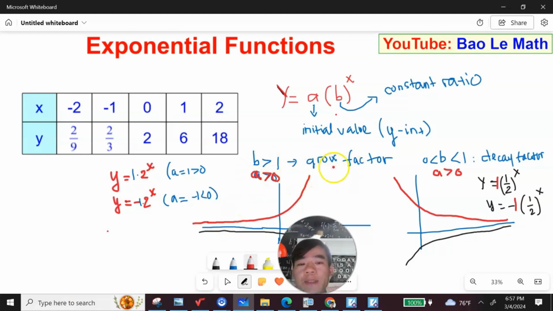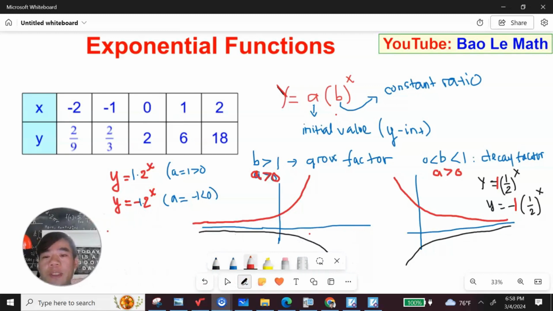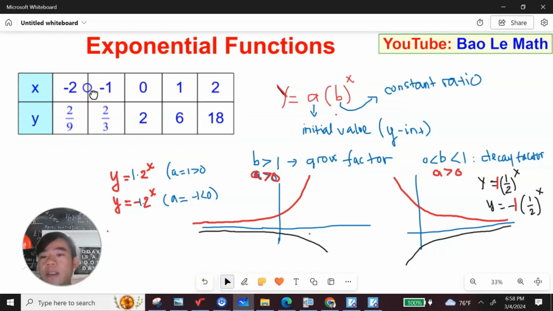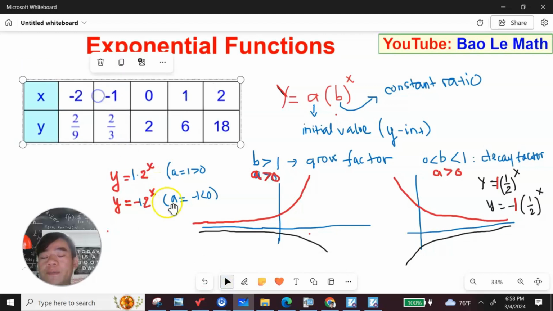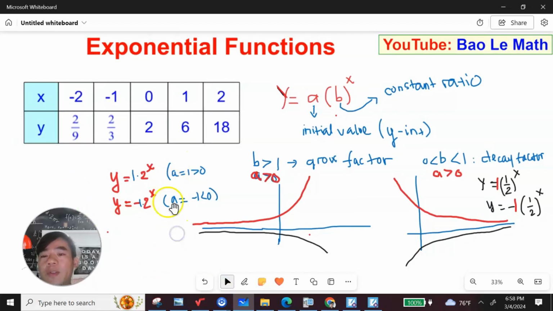So we just explored the growth factor, decay factor, and initial value. Now we're going to talk about the range and domain. You see that there's an asymptote. Let's take a look at this example, this table right here.